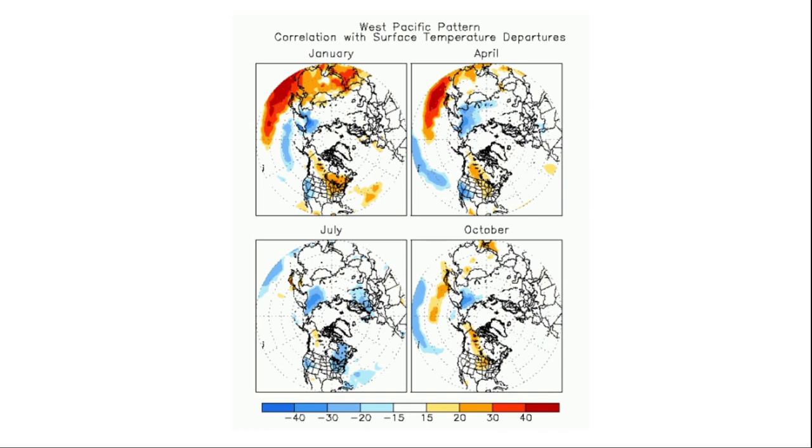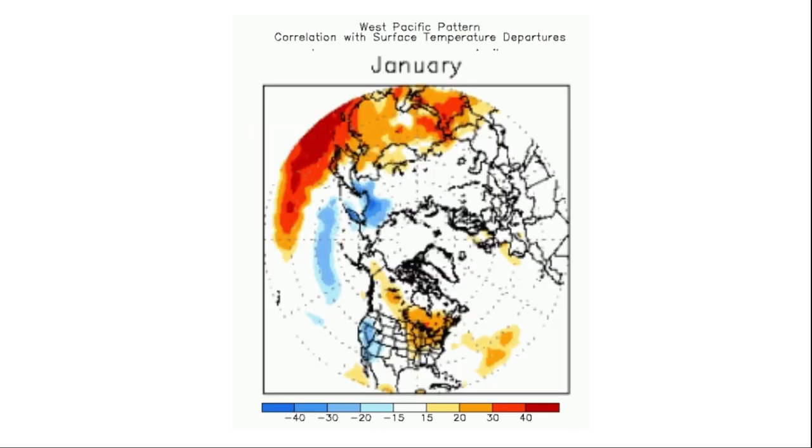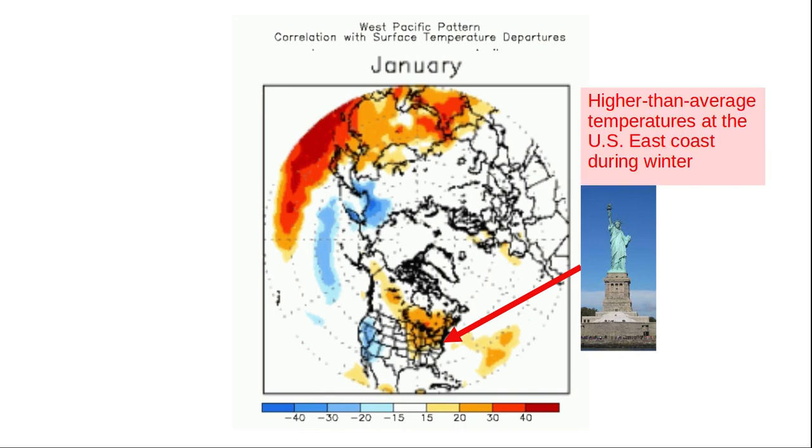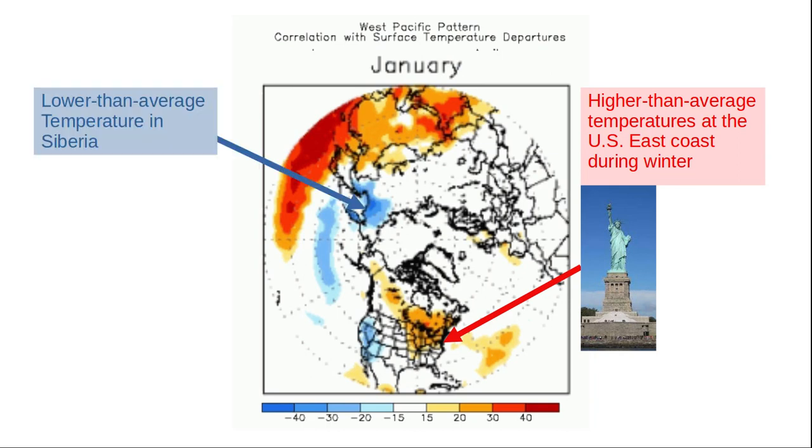So let's have a look at the temperature and its correlation to the positive phase of the West Pacific pattern. It is strongest in winter, so let's have a closer look. The positive phase is associated with above average temperatures in the West Pacific and the east coast of the United States, especially during winter and spring. So, in New York City. Below average temperature can be found in Siberia. Rainfall is also influenced, but mainly over the ocean.